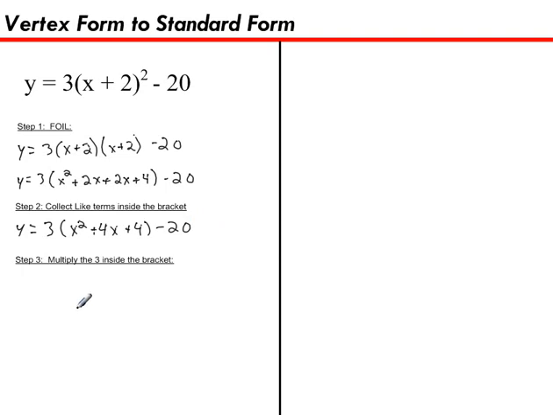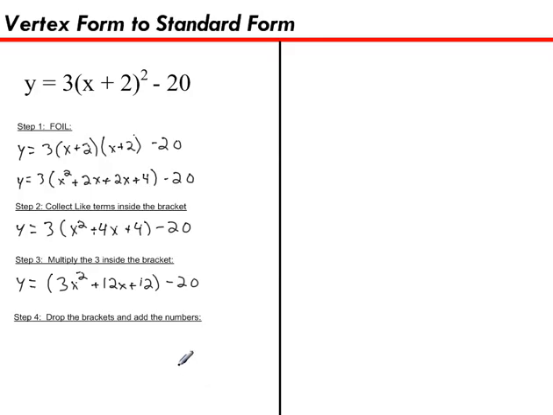Step 3 is another small step. I just want to multiply this 3 inside the bracket. The 3 is a little lonely on the outside, and it wants to come in and join its friends on the inside. That's the way I think of it in my strange mind. So I'm just going to do this. 3 times x squared makes 3x squared, plus 3 times 4x makes 12x. Make sure you do that middle term. And then 3 times 4 makes just 12. And that minus 20 is still hanging out on the outside.